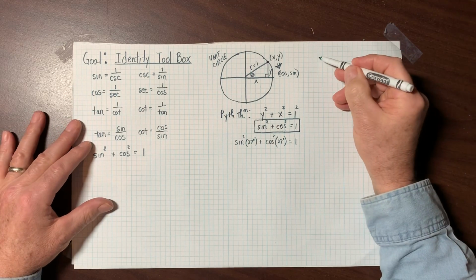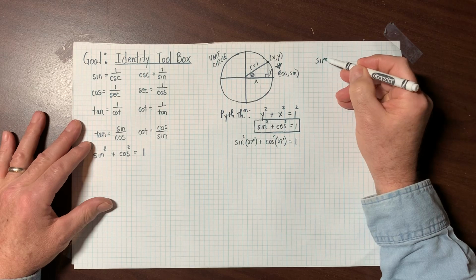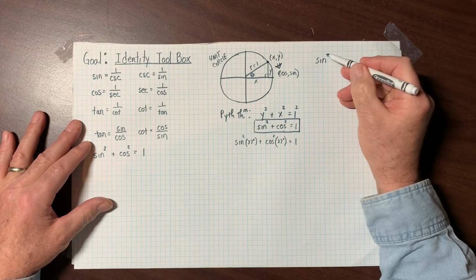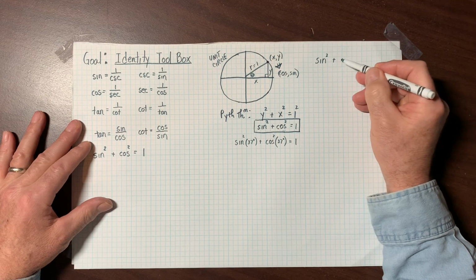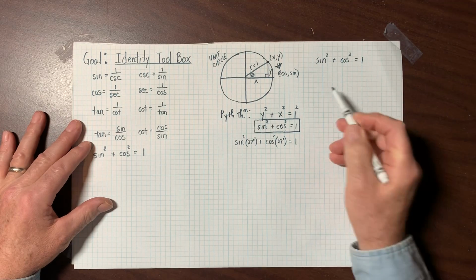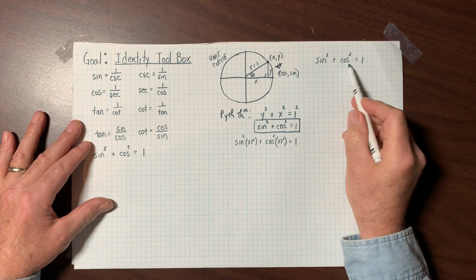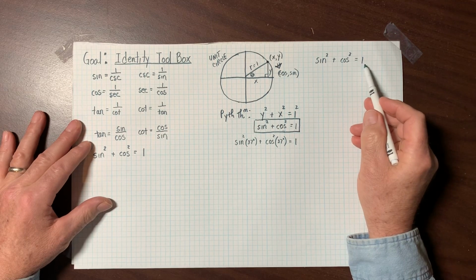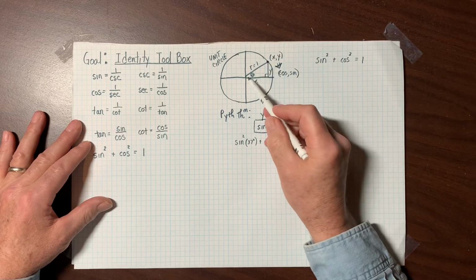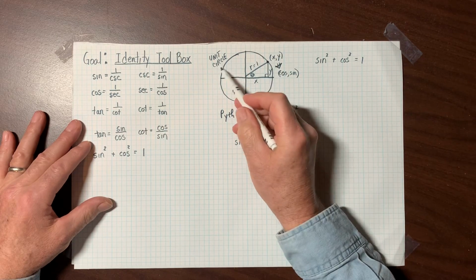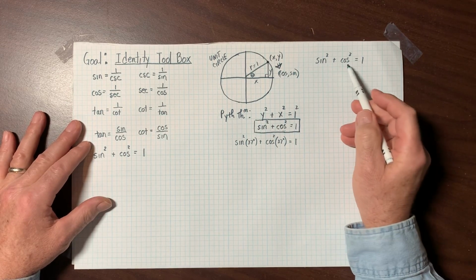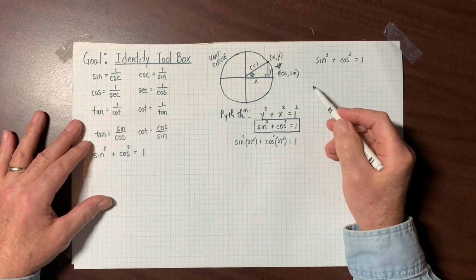Now, I'm going to write that here, and I'm going to play around with it a little bit to get the 2 remaining tools in our identity toolbox. I'm hopeful that when you see this right here, sine squared plus cosine squared equals 1, you just think Pythagorean theorem. That's all it is. And we're taking the Pythagorean theorem, we're applying it to this right triangle inside the unit circle, and that's what you would get if you plug these expressions in for a squared plus b squared equals c squared.